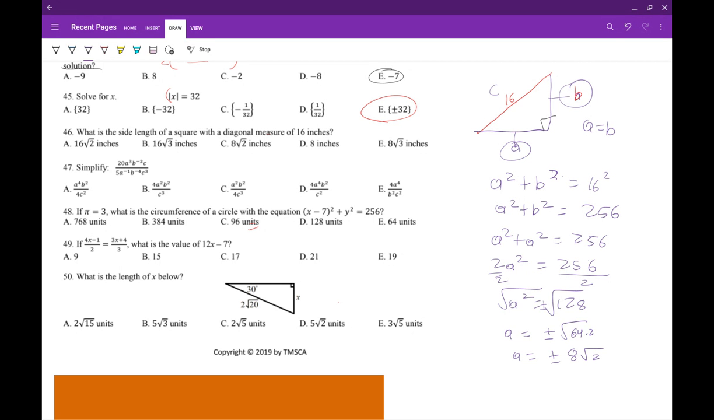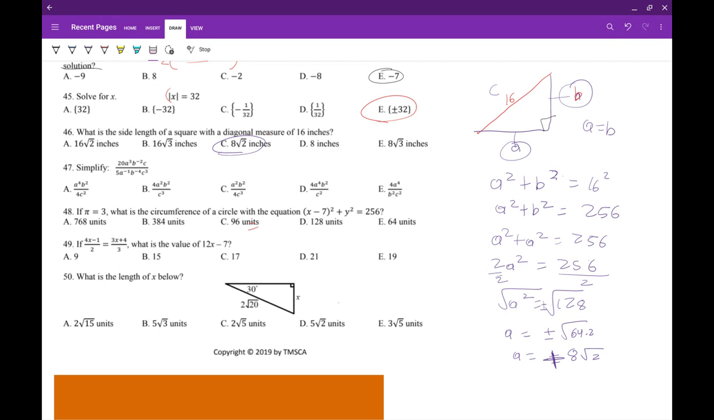Okay? We know a is equal to b, so b is also equal to 8 times the square root of 2, plus or minus. But in this case, having a negative length doesn't make sense. So you're going to go with positive 8 root 2. So the side length of the square is going to be answer choice C.